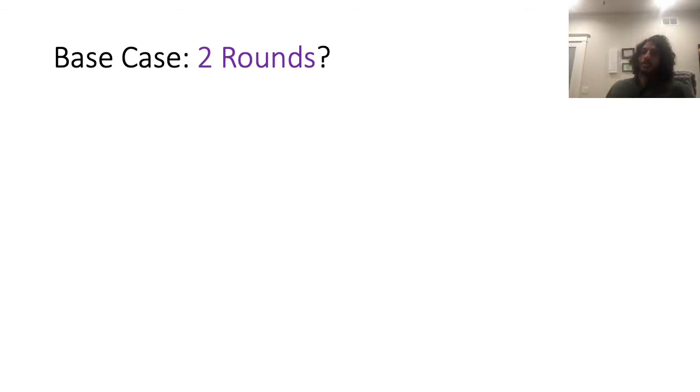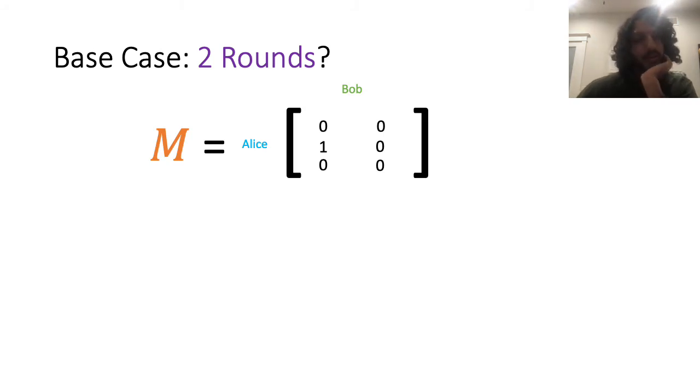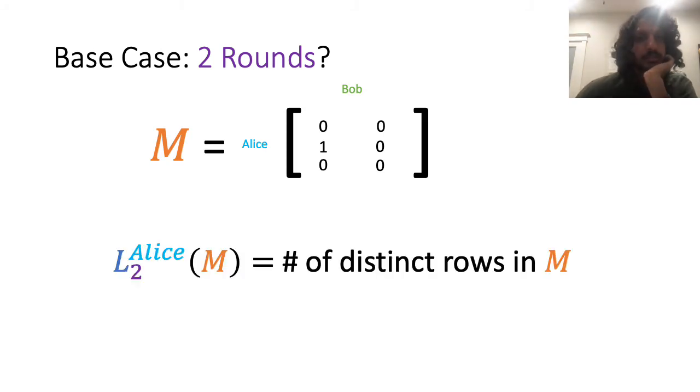Okay, so now let me tell you a little bit more about establishing the base case. The first thing that you'd want to do is look at the 2-round setting. And it turns out that the 2-round setting is actually very easy. If you have some communication matrix M, the 2-round complexity of M is actually just the number of distinct rows in M.